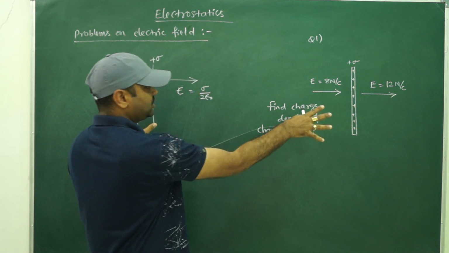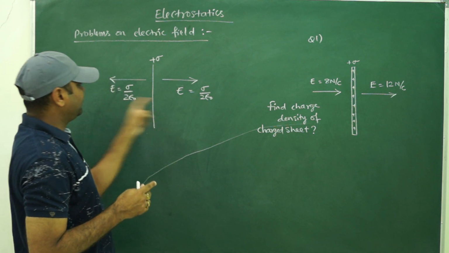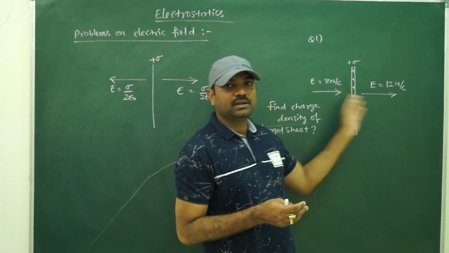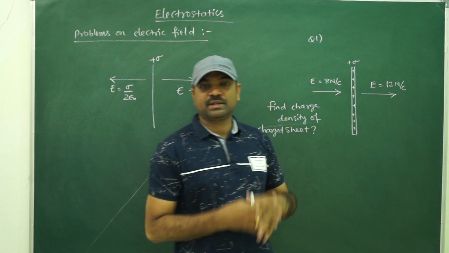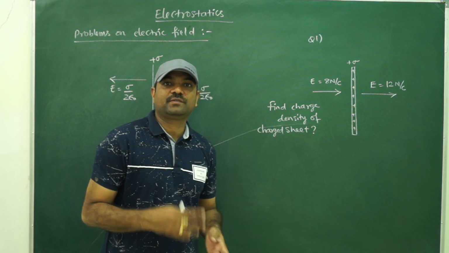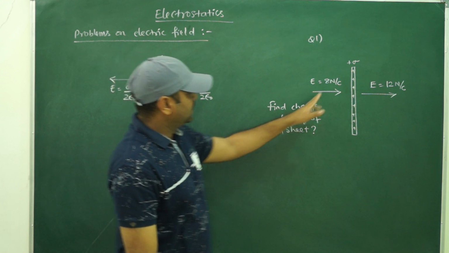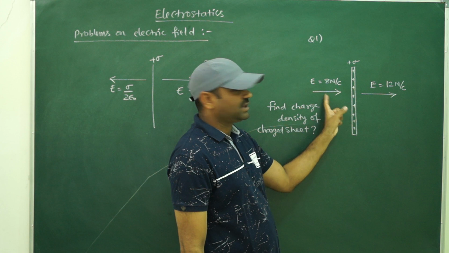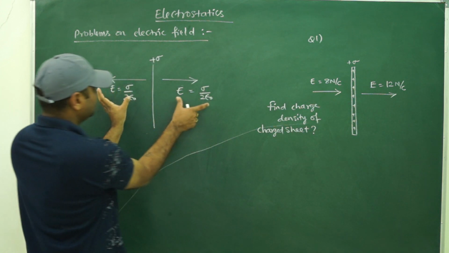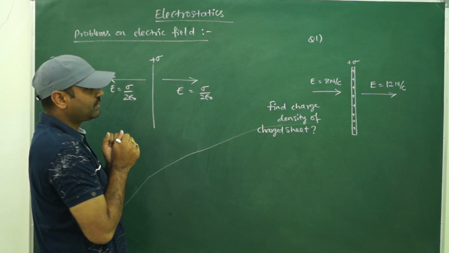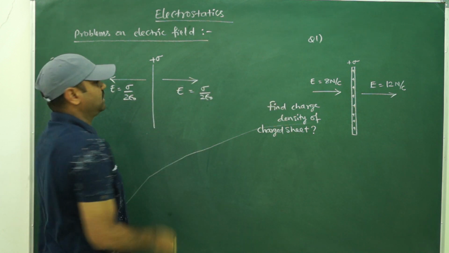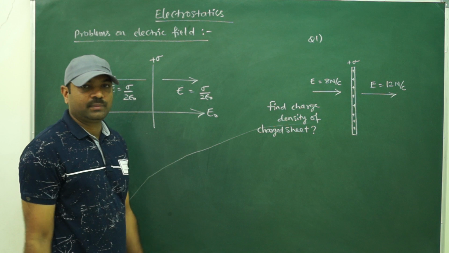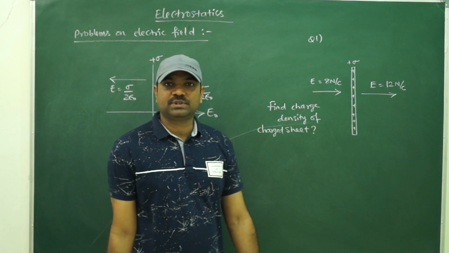If you compare these two, here equal fields are there on both the sides, but in the question you don't find equal fields. That means there is something else in the question. As the field is changing on both sides, increased on one side and decreased on the other, this is the original field due to the plate, and there is some external field acting in the region of the charge sheet.